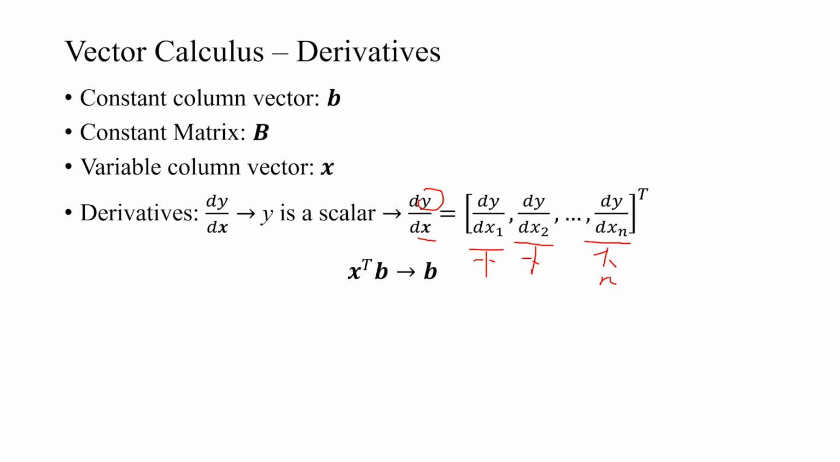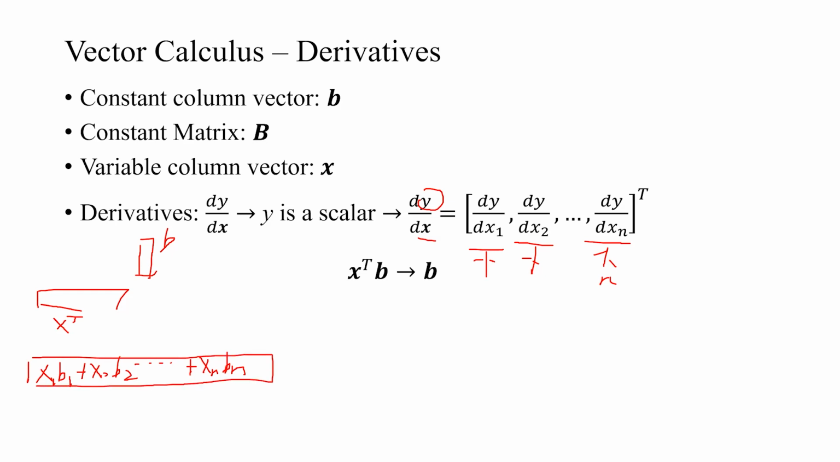So that's why we have some explanations for x transpose times b, whose derivative will become b, right? Because if we take x transpose b, it becomes x transpose and b like here. So the result will be equal to x1 b1 plus x2 b2 plus up to xn bn, right? And you take the derivative of this y, in the first entry, dy by dx1, it becomes b1.